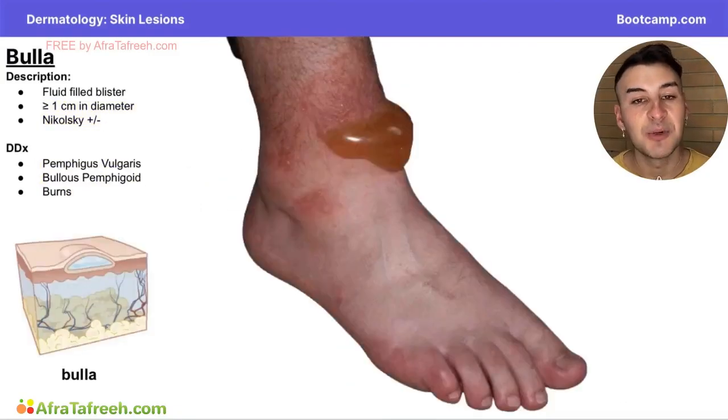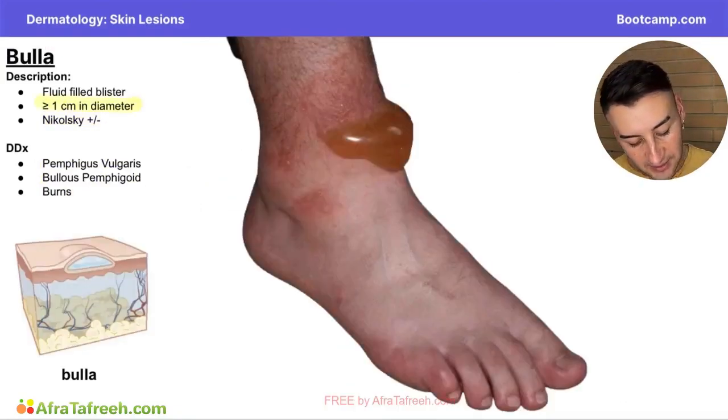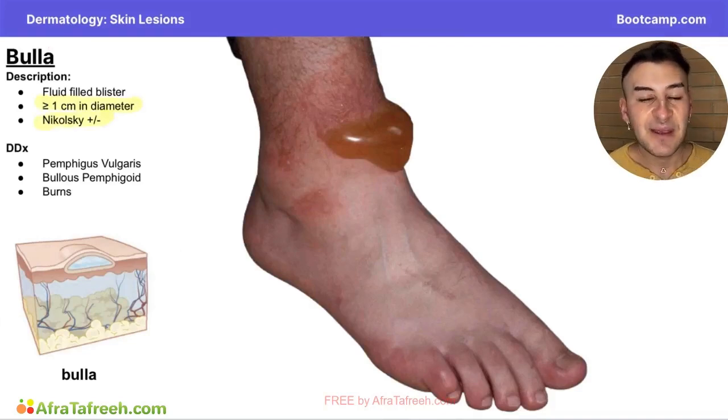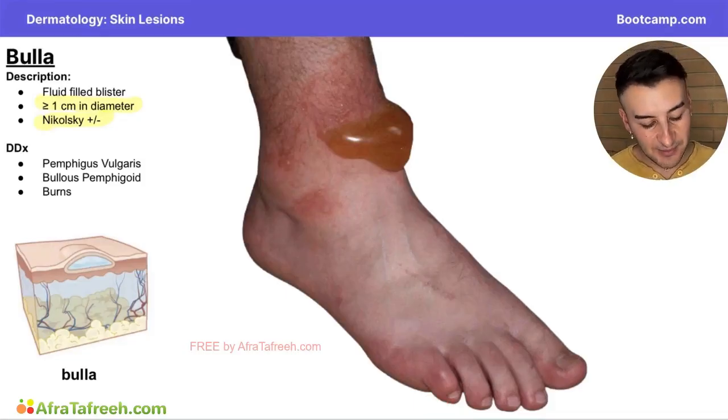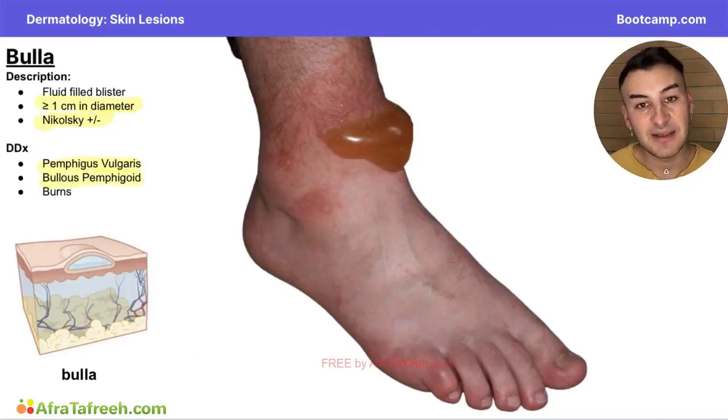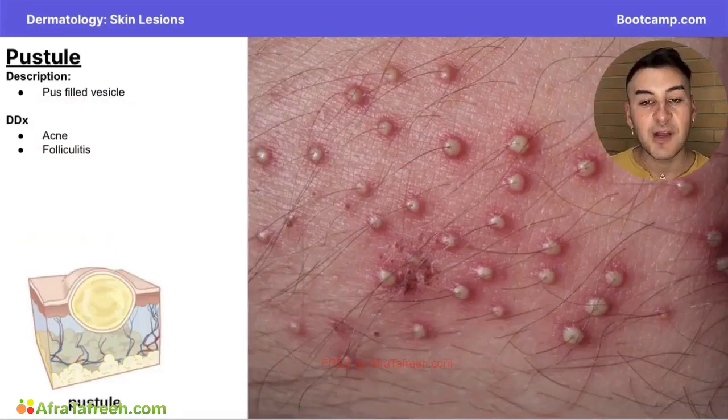Now we'll talk about bullae, which are essentially large vesicles greater than or equal to 1 centimeter. They also can be Nikolsky sign positive or negative, and instead of being associated with the herpetic lesions, we usually use bullae to describe the larger blistering diseases like pemphigus vulgaris, bullous pemphigoid, and also major burns that lead to blistering.